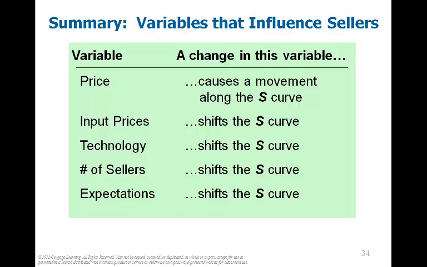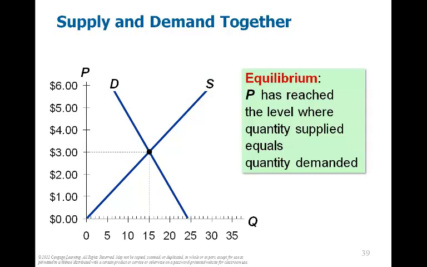So to quickly summarize, a change in price causes a movement along the supply curve. The higher the price, the greater the quantity supplied, everything else being equal. If there's a change to input prices, technology, the number of sellers or producers' expectations, then that's going to shift the entire curve. The supply and demand for a good come together to determine the price of the good and the quantity bought and sold.